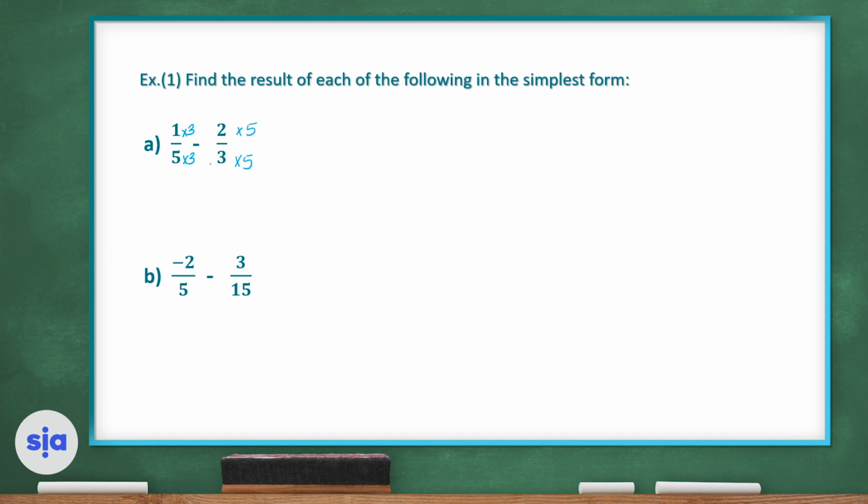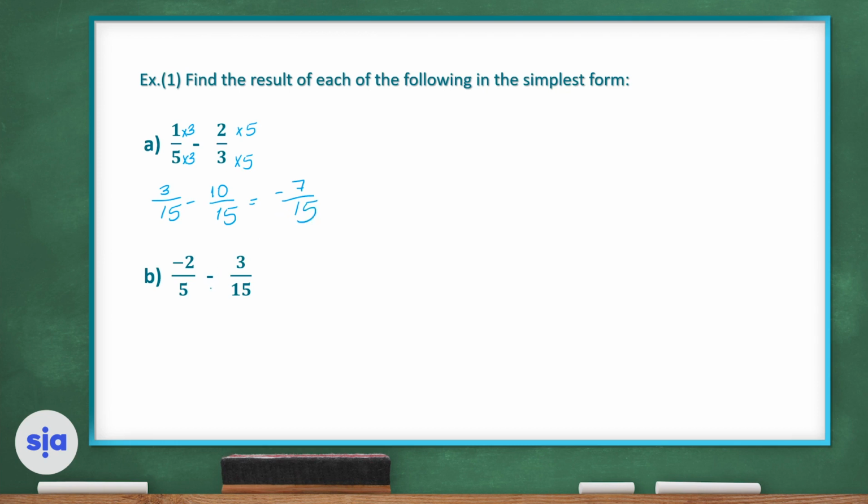Why did I choose the 5? Because it's this denominator. Why did I choose the 3? Because it's the other denominator. So it will be 3 over 15 minus 10 over 15. So the result is minus 7 over 15.